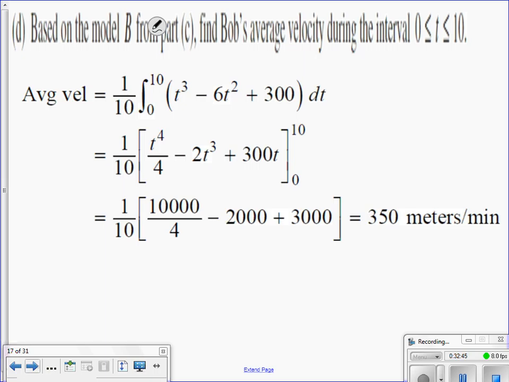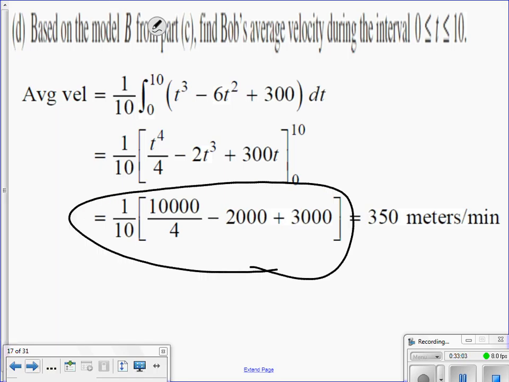So it's 1 over B minus A, that's where the 1/10 comes in, times the definite integral of the function. This is where you have to take the antiderivative yourself, with no calculator, plug in the upper limit, the lower limit, and subtract. You can leave it like this, because you can handle powers of 10: 10 to the 4th minus 2 times 10 cubed plus 300 times 10.